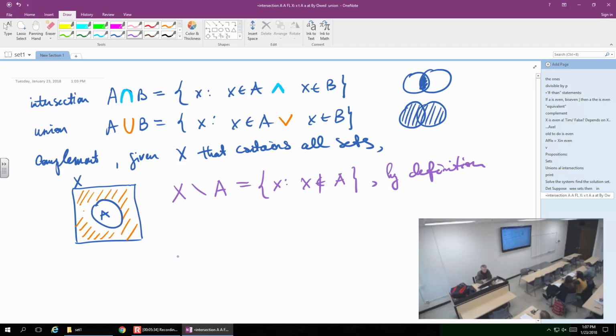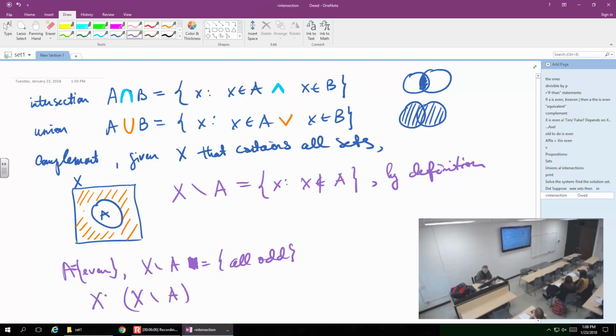So for example, if A is even, then X minus A is all odd. Once again, dead alive, odd even, divisible by 3, not divisible by 3, all of those examples you can think of are there. You take the complement of one, you get the other, and vice versa, right? So the complement of the complement, what is it?